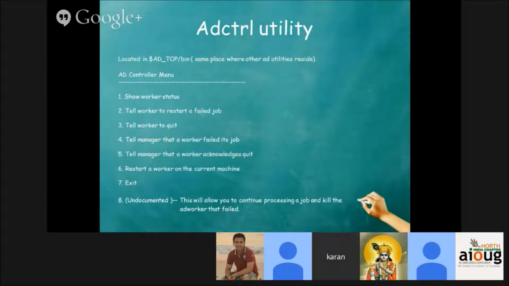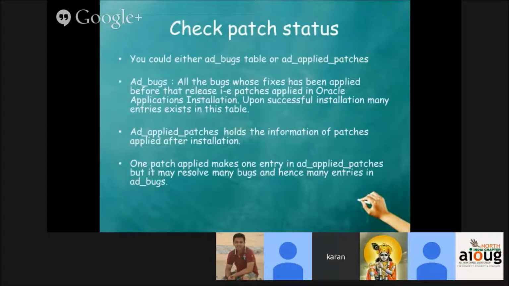Now you realize that out of 10, 3 workers have quit and they're not working. You want to kill those workers, so you could use the 8th option, and this will allow you to continue processing all the patch jobs by killing the AD workers which have failed. Now if you see all the above 7 options, there was not an option to kill, but this one will help you to kill a worker which has failed.